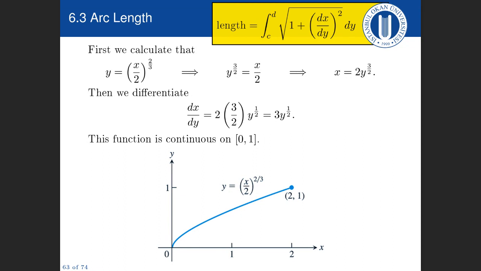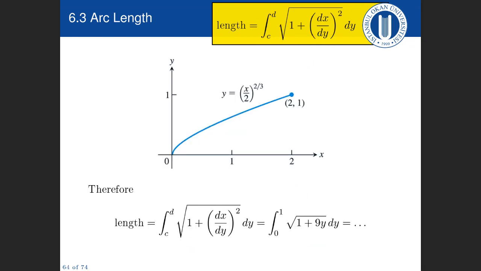So all that's left to do is to take this and stick it into our formula up here. The length is the integral from 0 to 1. Remember, we're integrating with respect to y, so it's y equals 0 up to y equals 1. Square root of 1 plus 9y dy is equal to whatever it is.